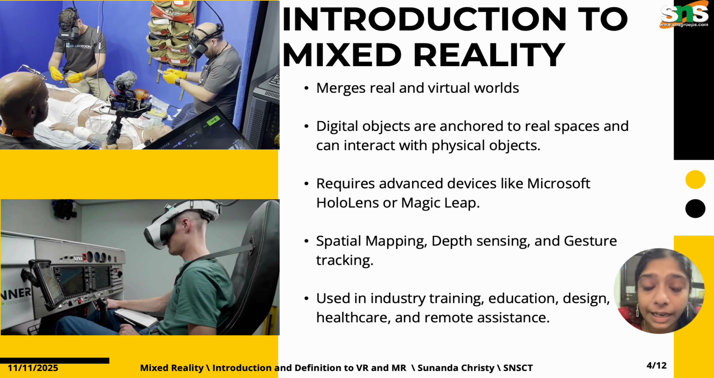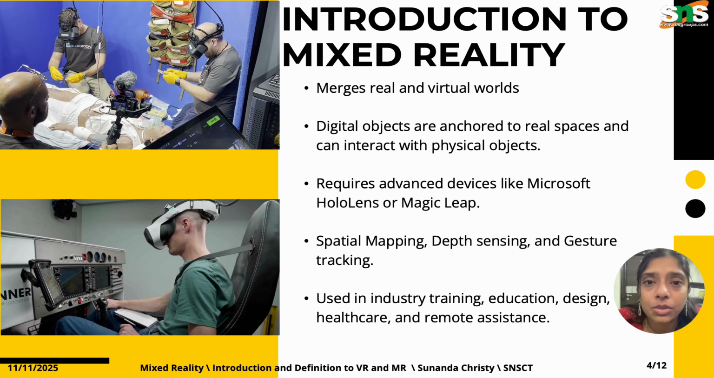It merges the real and virtual worlds, and it has digital objects that are anchored to real spaces and can interact with physical objects. In the advanced way, it uses Microsoft HoloLens and Magic Leap. These are the two things which are more important for mixed reality to work. We also study spatial mapping, depth sensing, and gesture tracking, and how these get involved in mixed reality.